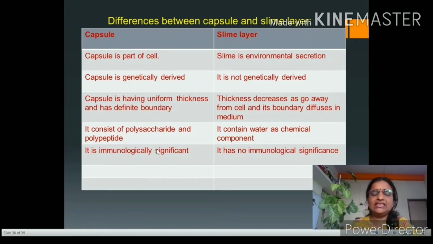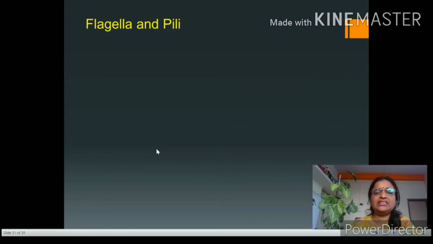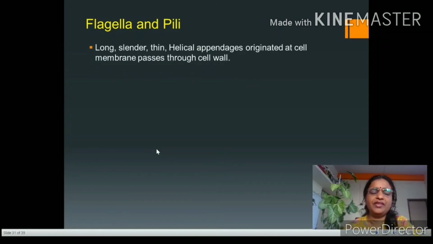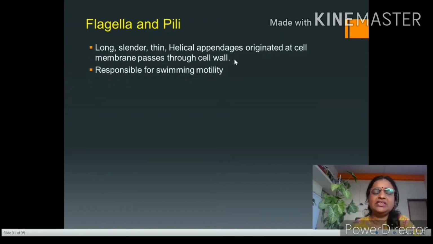Now let us see the second part of the prokaryotic or bacterial cell, and that is flagella and villi. Notice the structure of flagella and the functions performed by flagella. Flagella is a locomotory organ. It is a long, slender, thin, helical appendage originating at the cell membrane and passing through the cell wall. It is specially meant for motility or locomotion. It is responsible for the swimming motility of the bacteria.